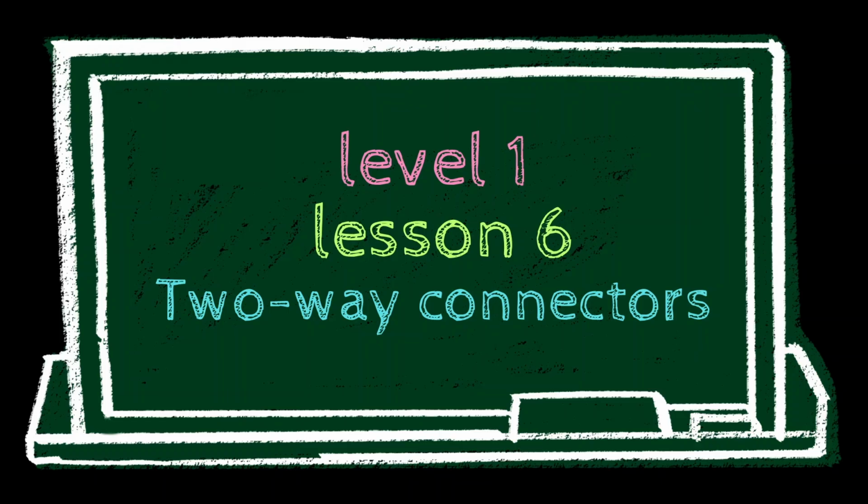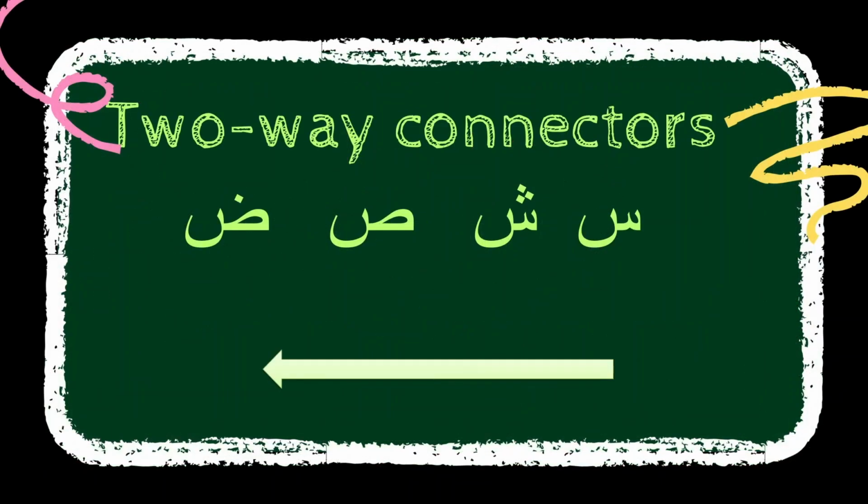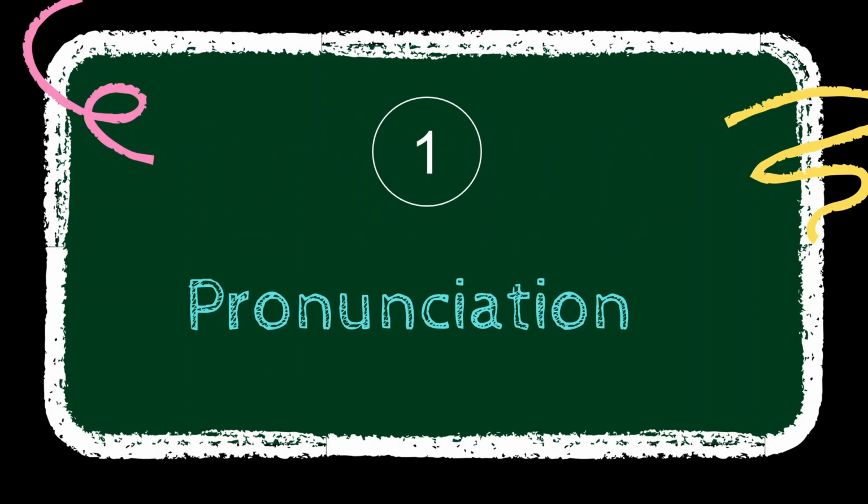Today's lesson is lesson number 6 in our Arabic Letters Academy. Today we will talk about these letters, which are seen, sheen, sad, and dad. We will start. First, we will work on the pronunciation, then we will work on the writing. First thing, the pronunciation.